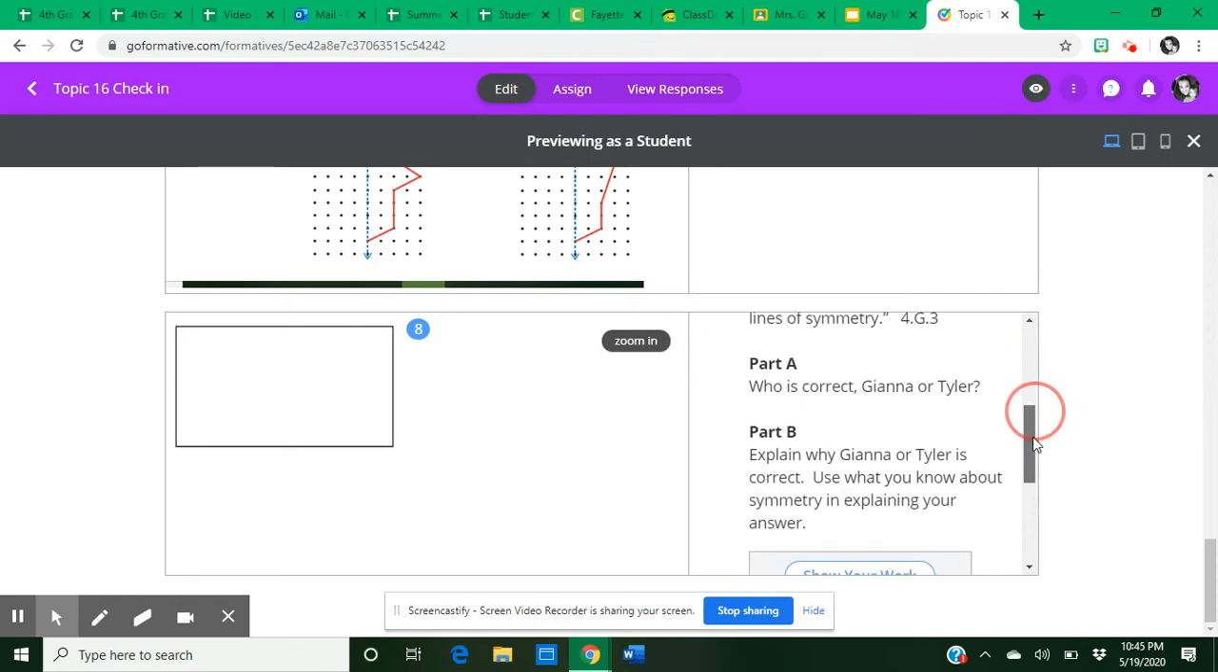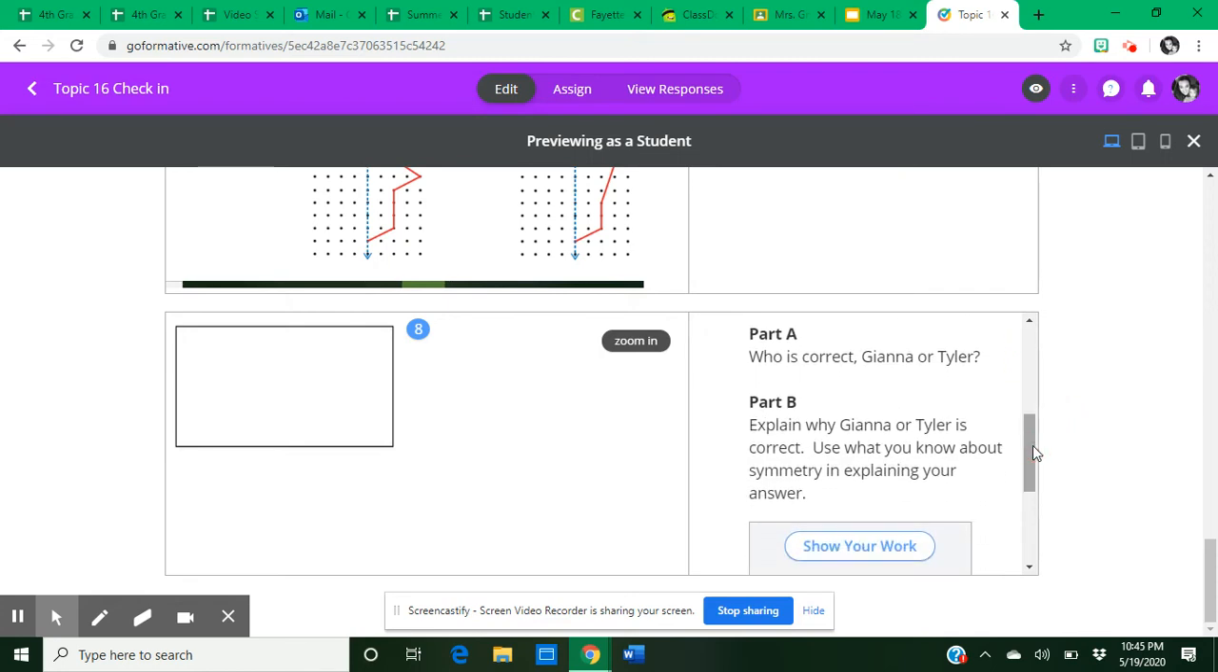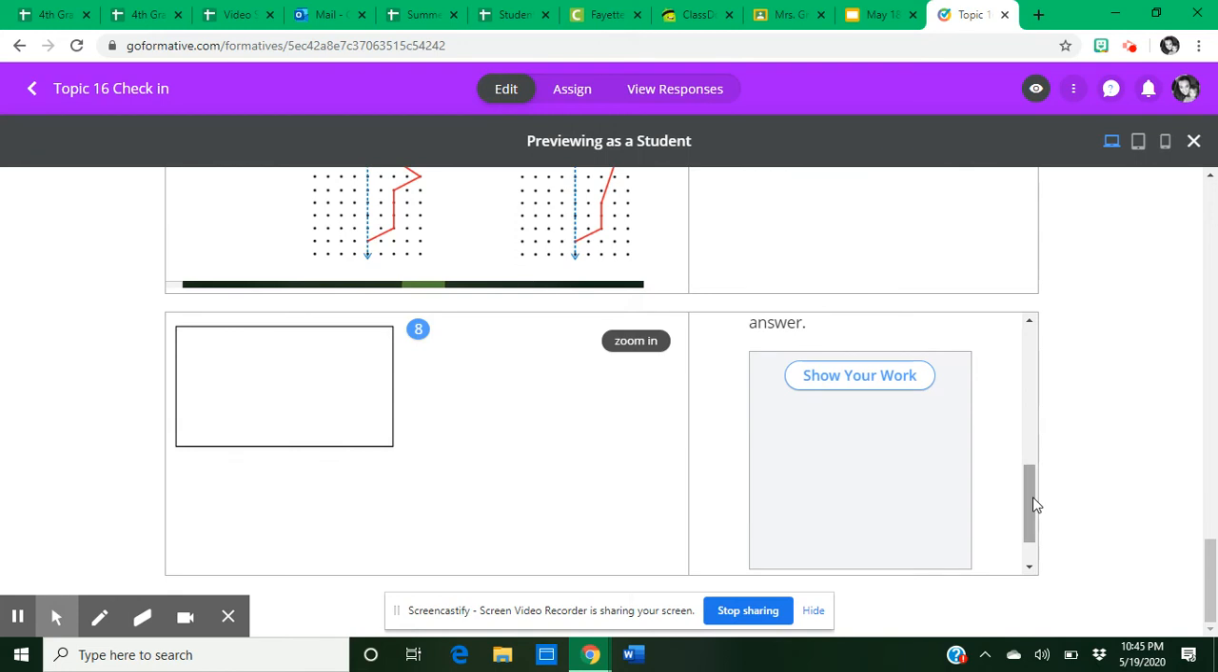Explain why Gianna or Tyler is correct. Use what you know about symmetry in explaining your answer. So for this, a lot of y'all have been doing a very good job of explaining your thinking.